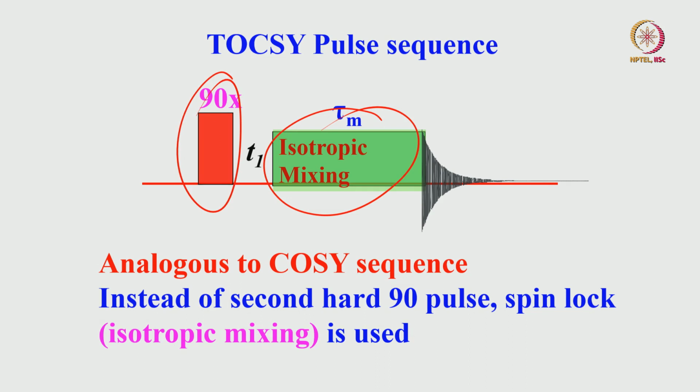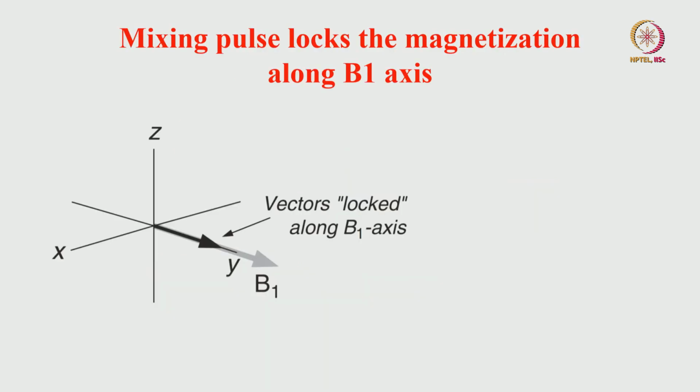But here, 90 t1 and then the isotropic mixing. For a long duration we apply a soft pulse, and that is called a mixing pulse. During this mixing pulse something happens. There is what is called isotropic mixing, and this is the pulse sequence we use for TOCSY. Very simple pulse sequence. But the question is, how does this simple pulse sequence work?